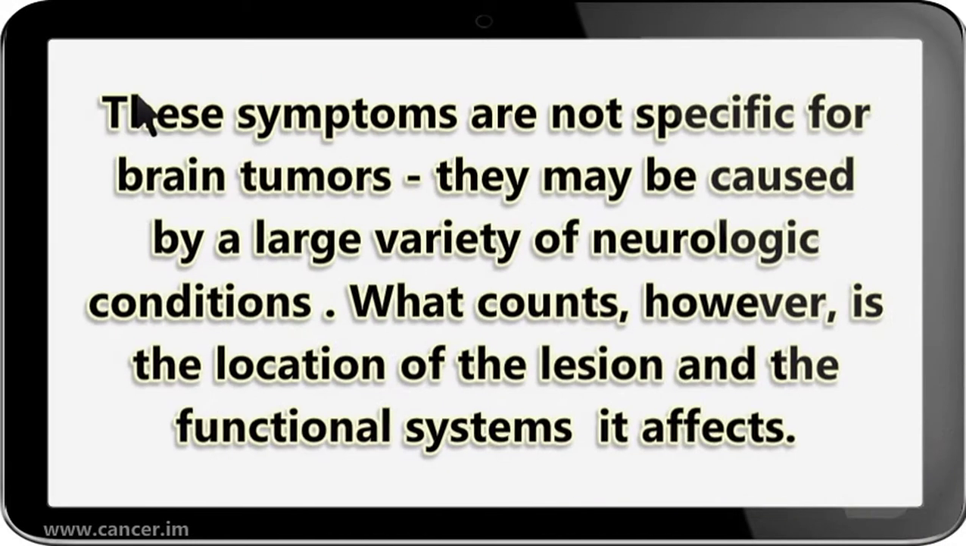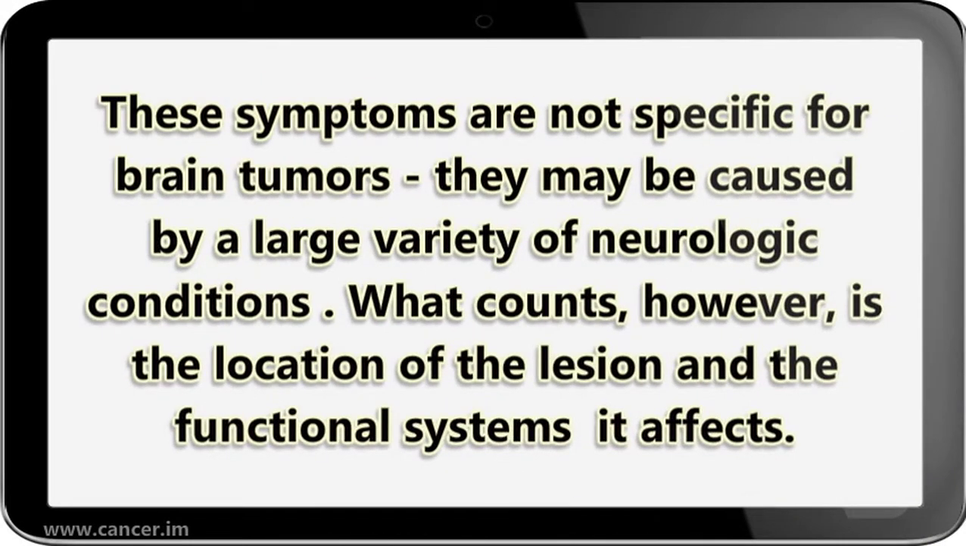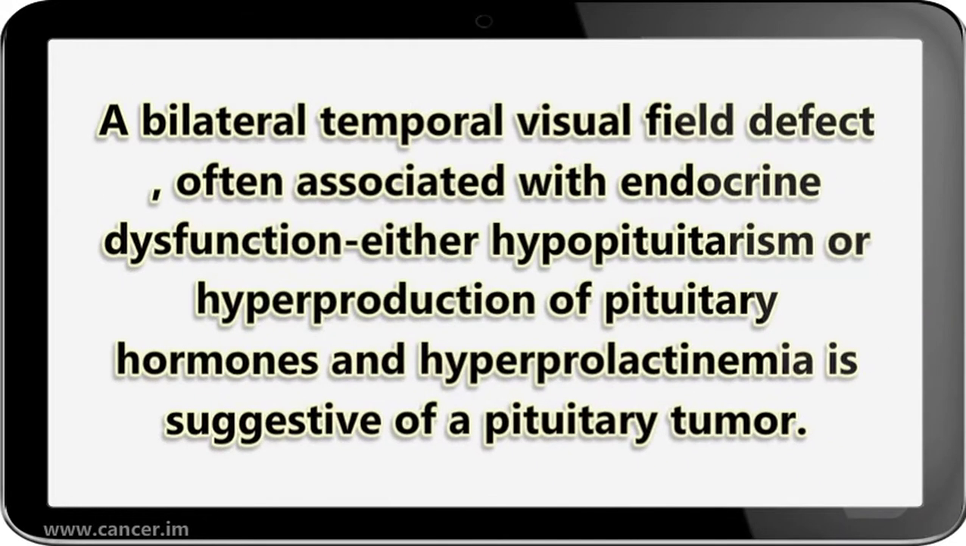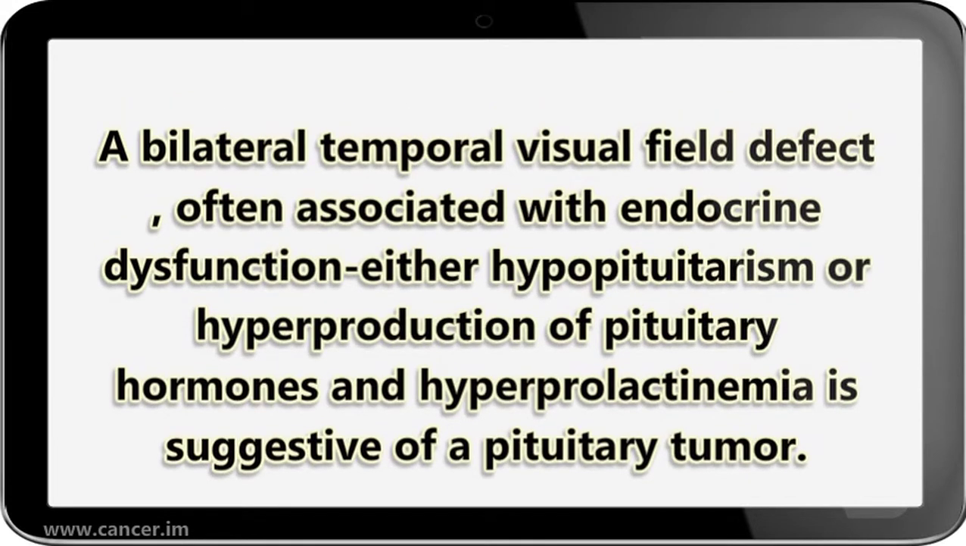These symptoms are not specific for brain tumors. They may be caused by a large variety of neurologic conditions. What counts, however, is the location of the lesion and the functional systems it affects. A bilateral temporal visual field defect, often associated with endocrine dysfunction, either hypopituitarism or hyperproduction of pituitary hormones and hyperprolactinemia, is suggestive of a pituitary tumor.